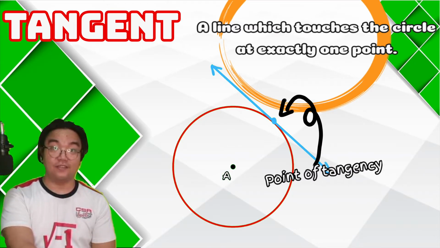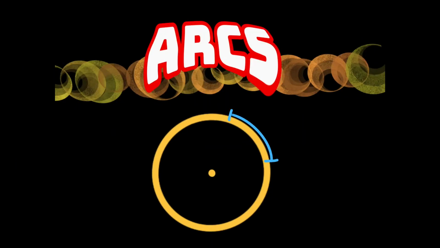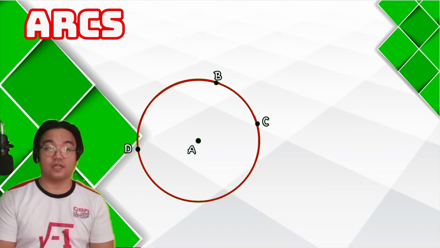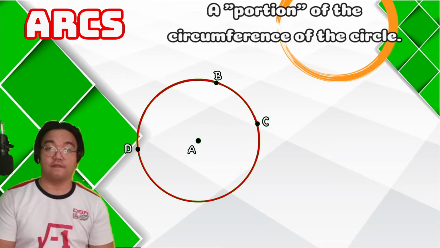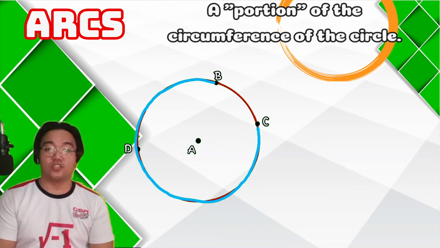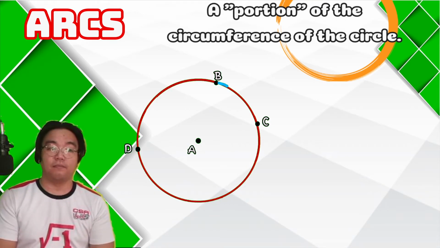Now, let's proceed to the next part. The arc of the circle. An arc of a circle is a portion of the circumference of the circle. 2 points lying on the circle actually define 2 arcs. The shortest is called the minor arc, and the longer one is called the major arc.